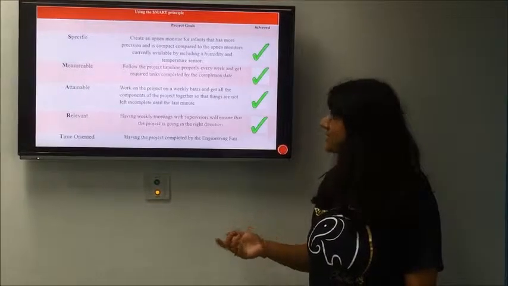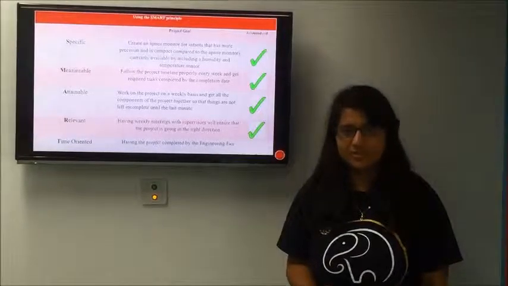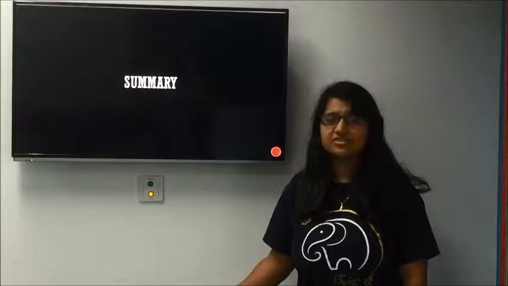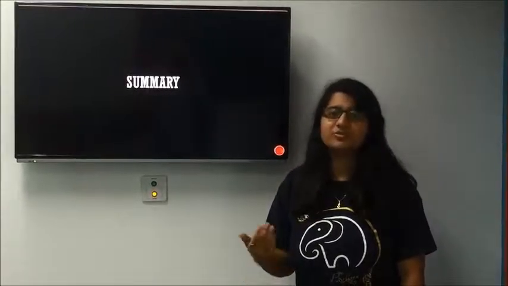For time-oriented, I don't have a tick here because we haven't completed our project yet, but we aim to complete it by the engineering fair. So in conclusion, these are the 5 steps that we had to go through to obtain a successful project.